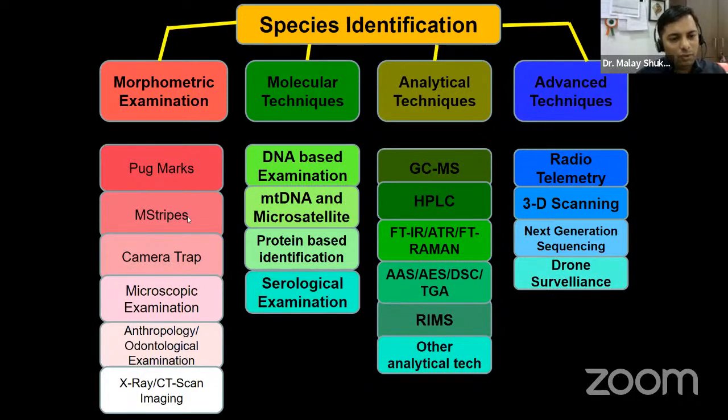So apart from that, these are all conventional techniques. The easiest being microscopic examination of the wildlife parts and products. Suppose you have a hair sample. So simply based on the cuticular examination or medulla examination, it is easy. I will go through that.